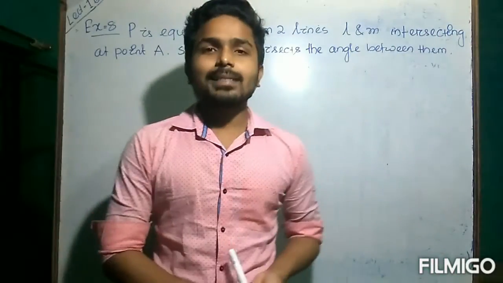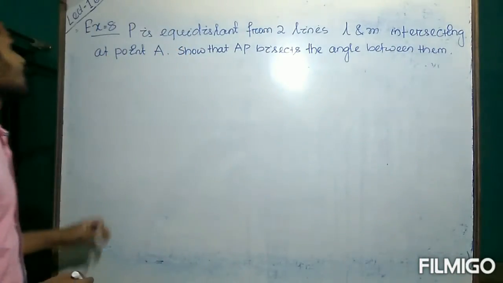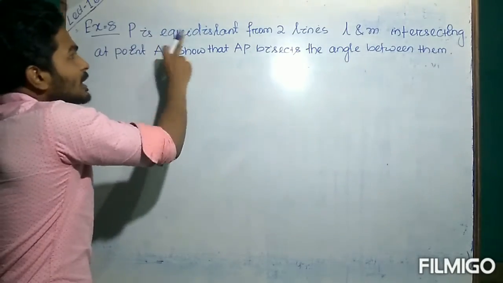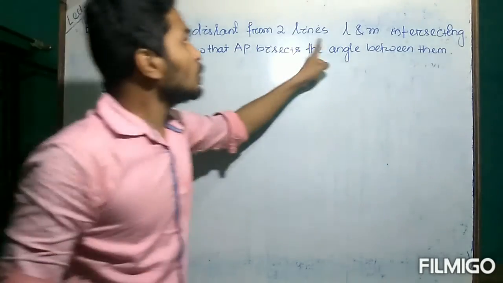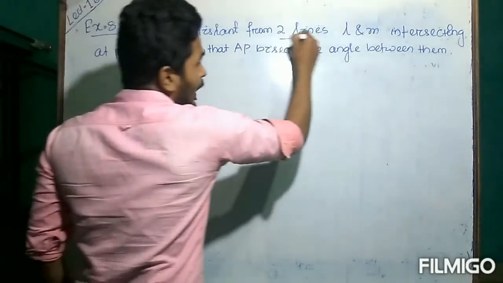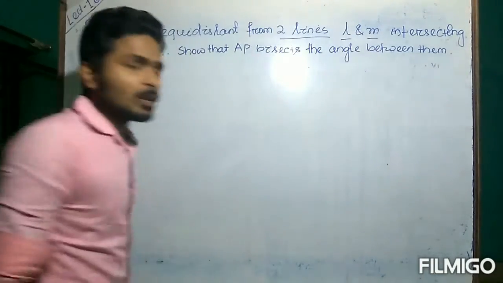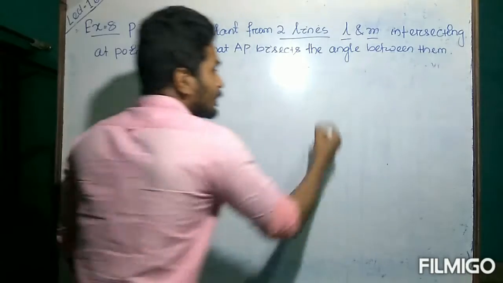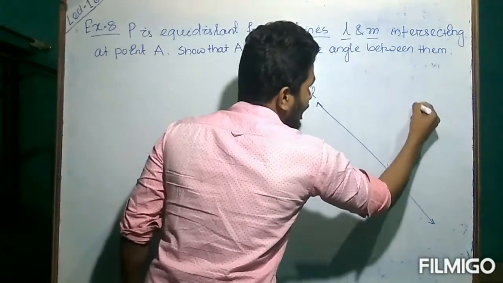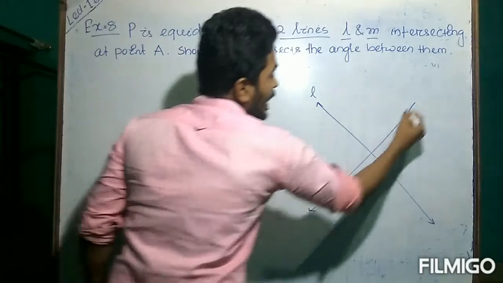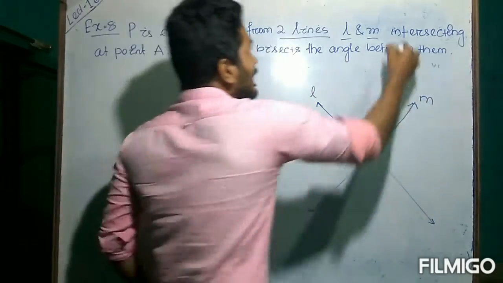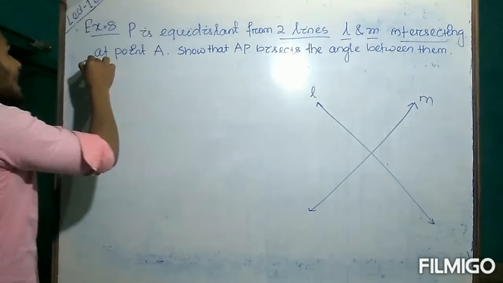Let's understand the next example, that is example number 8. In this example, it is given P is a point which is equidistant from two lines L and M. Ultimately, there are two lines L and M. So let us draw two lines. Suppose this is line L and this is line M. So two lines L and M intersect at a point A.